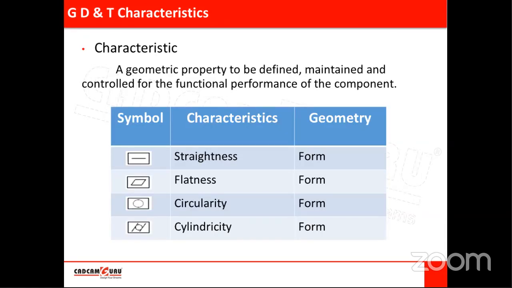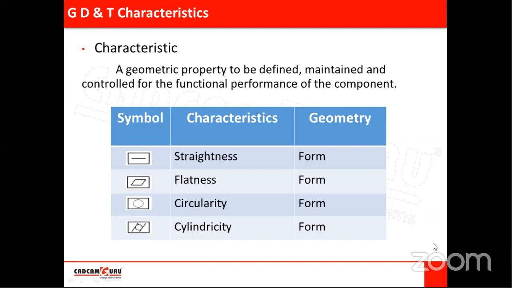So there are 14 geometric characteristics, and out of them, we have seen straightness, flatness, circularity, and cylindricity. All these four are form type characteristics, and they don't depend on any other feature of a component. They are self-dependent, meaning they are form type characteristics. So we are talking about the form of that particular feature of a component.